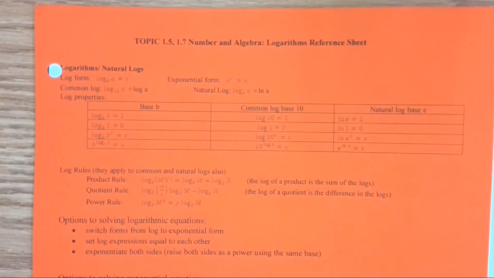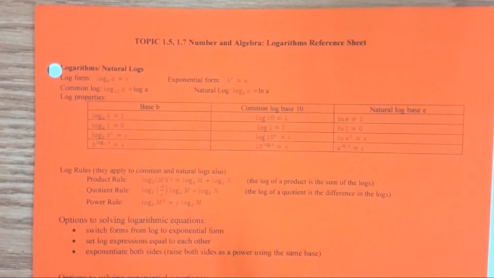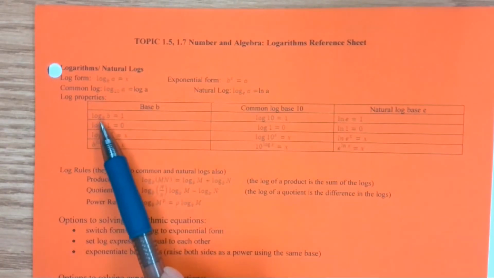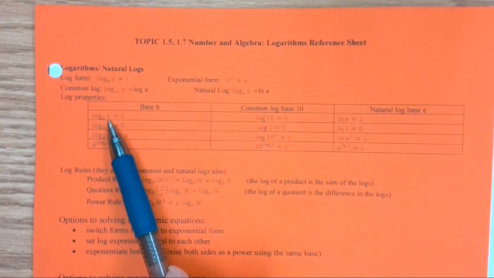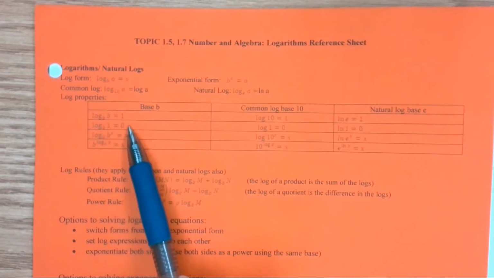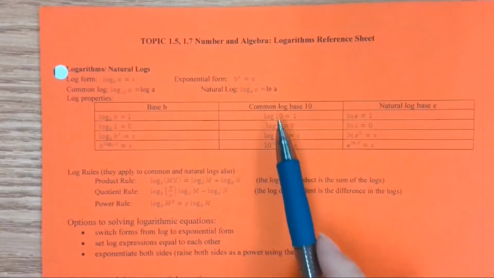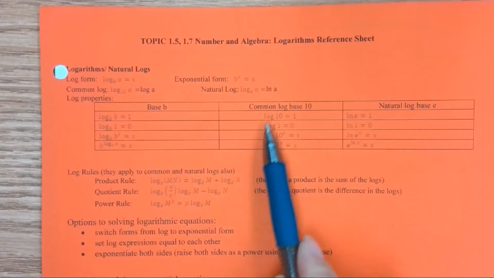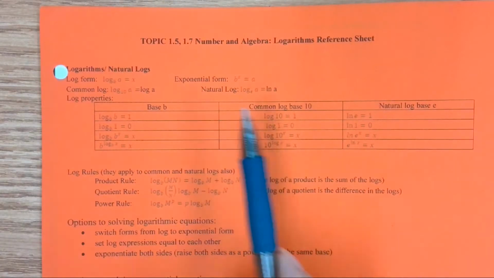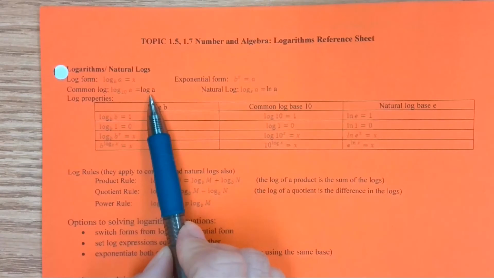This includes a lot of our log properties, including log base b of b being equal to 1, log base b of 1 equaling 0, log base b of b to the x equals x, b to the log base b of x equals x. These properties apply when there is a base 10. Remember, with a base 10, you're not going to see a base written in there. A log base 10 is implied when there's no base written.